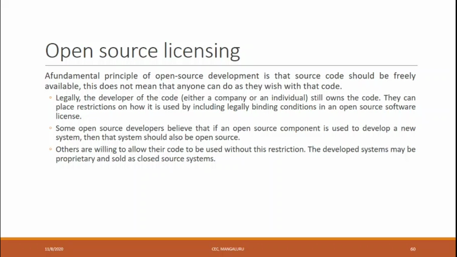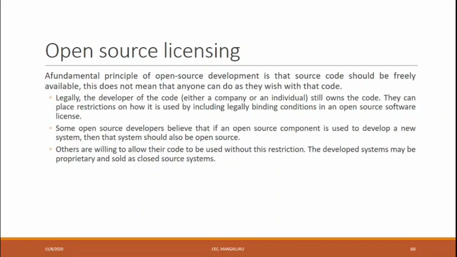So legally, the developer of the code still owns the code. They can place a restriction on how it is used by including legally binding conditions in an open source software license. Since you are making use of software with open source, it is not that another person can make use of the code without permission from your side, because there are some restrictions. With those restrictions, they can make use of the code, but without altering the main source code.